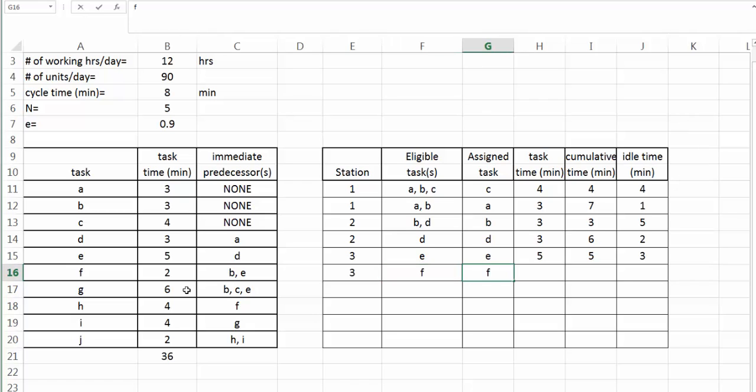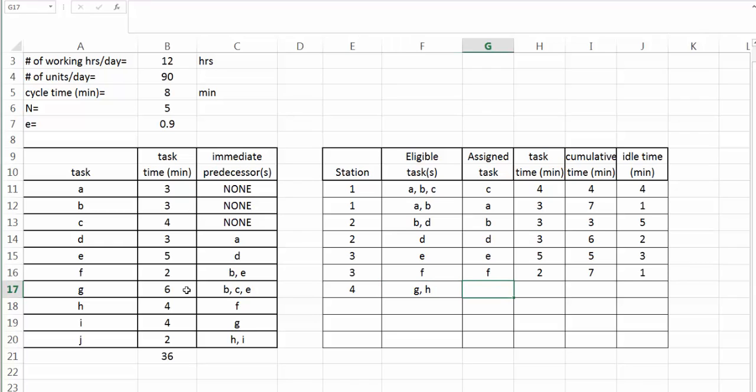So we're going to assign F to station 3. F takes 2 minutes. Cumulative time will be 5 plus 2, 7 minutes. Idle time will be 8 minus 7, 1 minute. All right, that's about it on workstation 3. Let's look at workstation 4. Right now, A, B, C, D, E, F are all assigned. As a result, task G is eligible. So is task H.